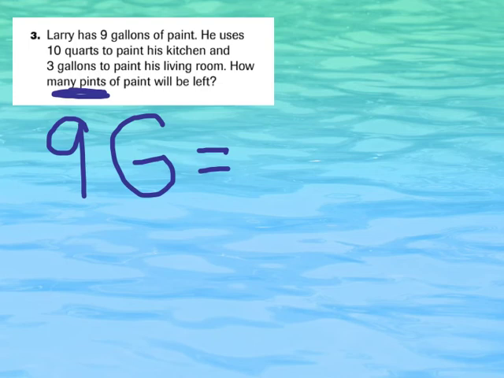So if you converted it to quarts, you could subtract what you've used so far to paint the kitchen and the living room, so maybe 10 quarts, and then subtract this 3 gallons, but you're going to have to convert that one as well. And then once you find your answer from your subtraction problem, then you're going to have to transfer that to pints.